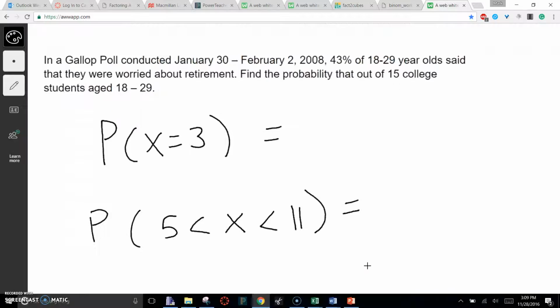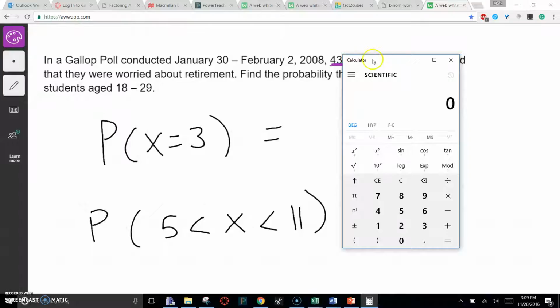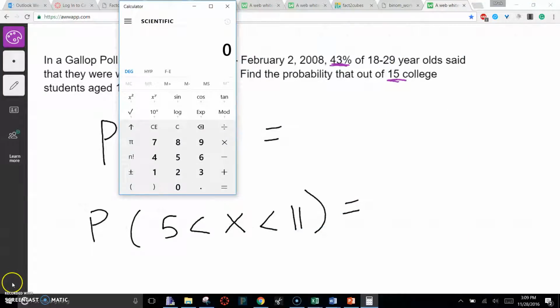Okay? We're going to try one more type of problem, and on this type of problem, we're going to use only our calculator. So I have a Gallup poll, and in the Gallup poll they said that we have a 43% success rate, and we have 15 college students. The first thing we want to check before we do anything is whether this is going to be approximately normal. Our success rate, 0.43 times 15, gives us 6.45. So this would not be approximately normal. The answers we get might not be exactly right, but we can still find some of these answers on a calculator and try to at least get close.